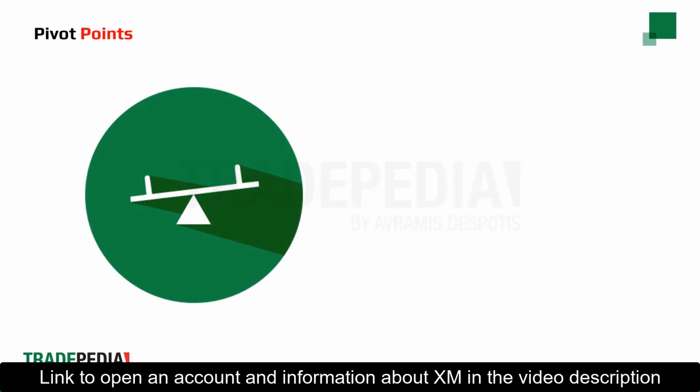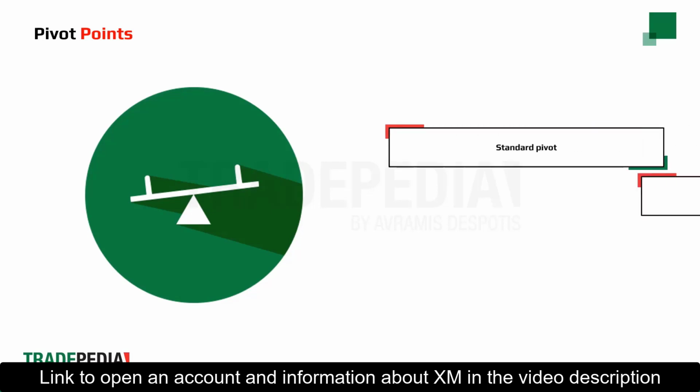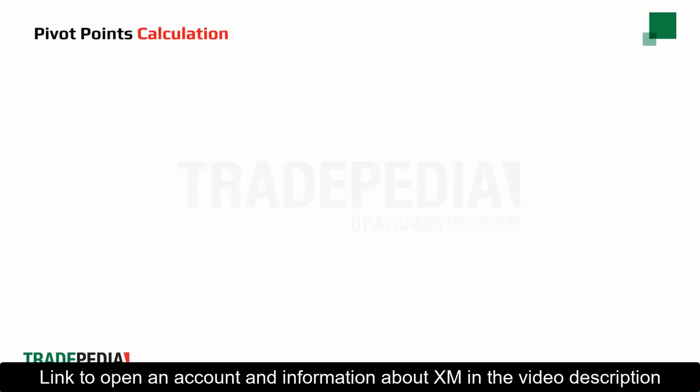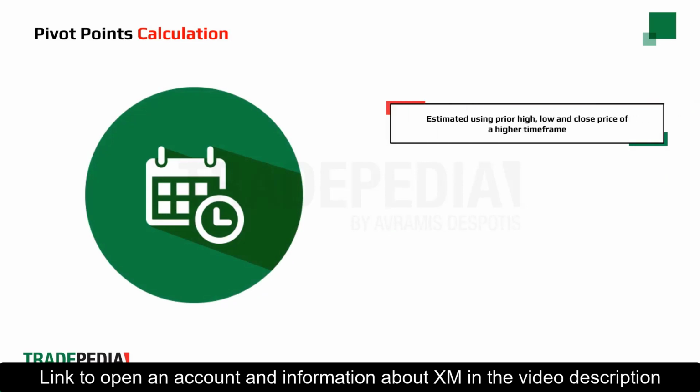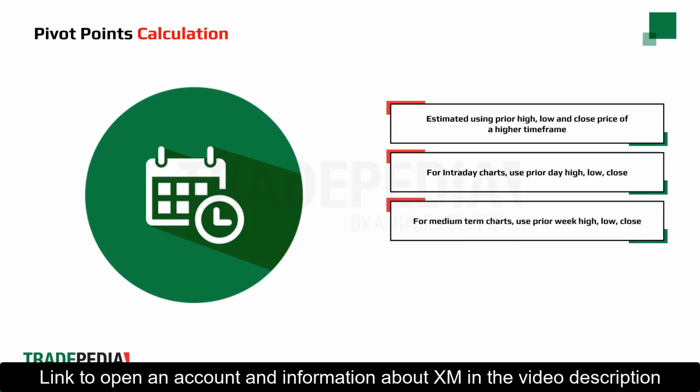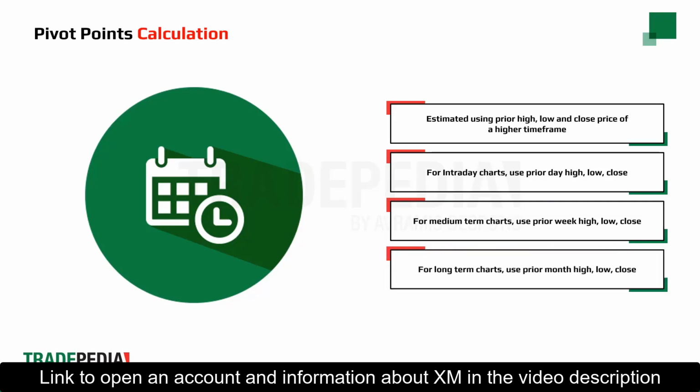Another technique of finding possible support and resistance levels is through pivot points. The most common pivot point types are the standard pivot, the Denmark pivot, and the Fibonacci pivot. Pivot points use the prior high, low, and close price of a higher time frame to determine future support and resistance levels. As pivot points are estimated using previous prices, for intraday charts, we use prior day high, low, close. For medium-term charts, we use prior week high, low, close. And for long-term charts, we use the previous monthly data.